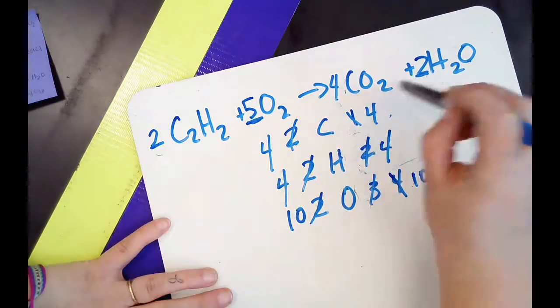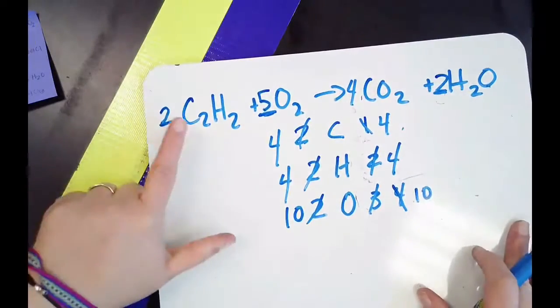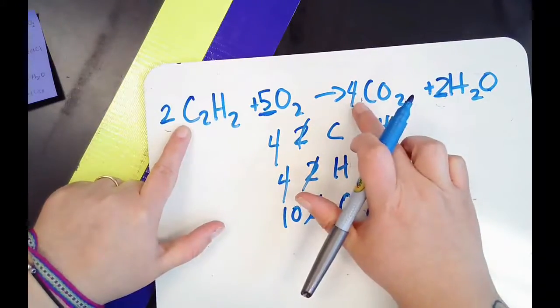Did I do it right? So I have 4 carbons, 4 carbons. This is how I check sometimes. I use like 2 fingers. I don't know why. It's just something that I do sometimes.